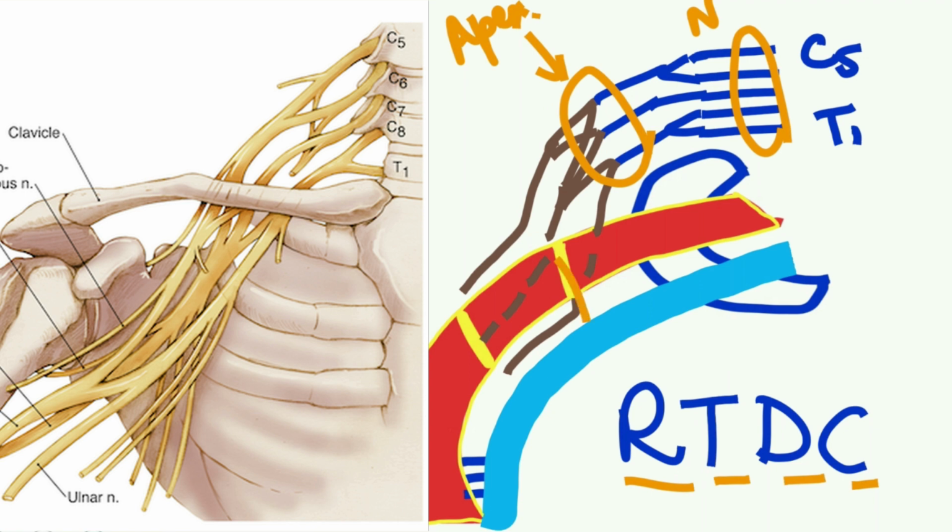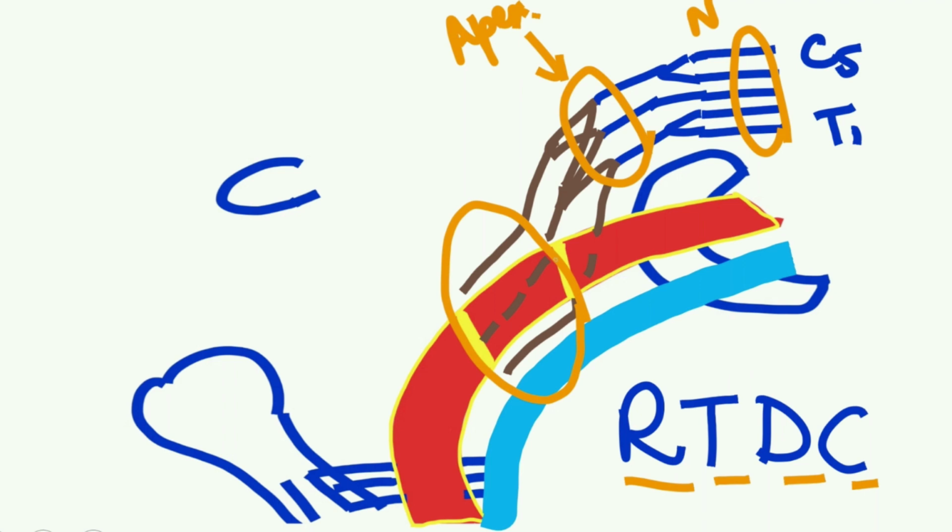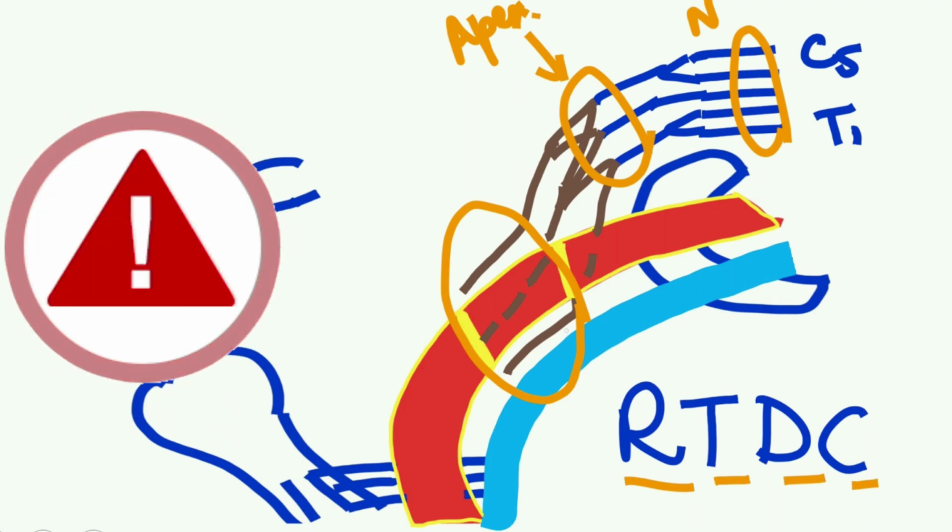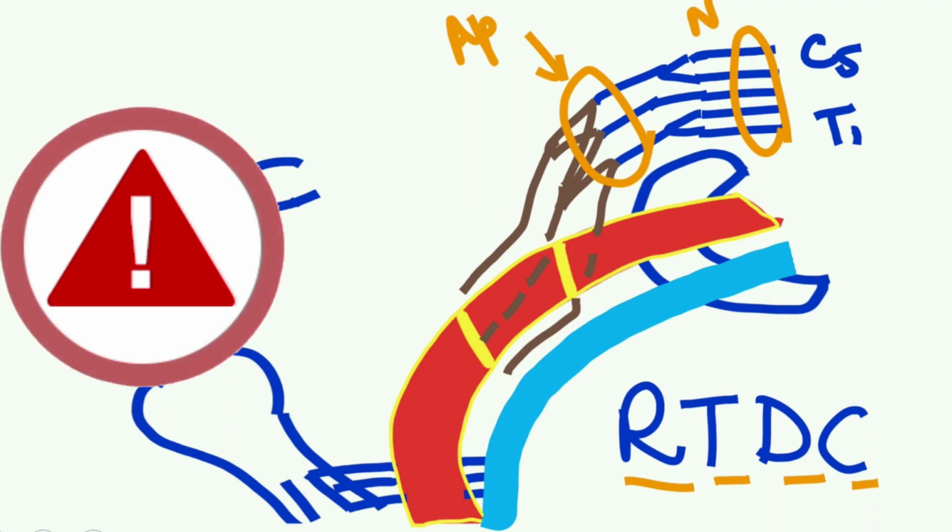You can note down that the cords of the brachial plexus are directly related to the axillary artery: lateral, medial and posterior. But more important is to note down what part of the axillary artery is exactly related to the cords of the brachial plexus, and that part is the second part of the axillary artery. This will help you in writing the relations of the second part of the axillary artery.